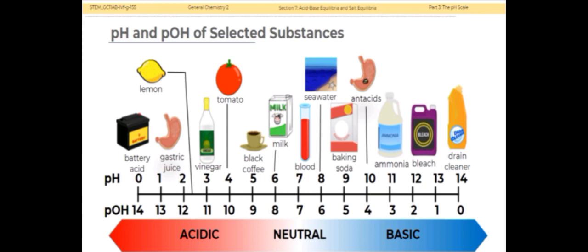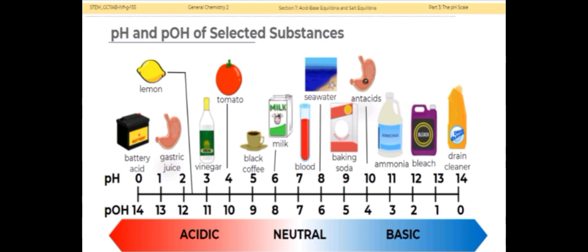Seawater is quite basic due to the presence of dissolved bicarbonate and carbonate ions. Baking soda is sodium bicarbonate, which is basic in water. Antacids contain basic substances that neutralize gastric juices. Ammonia is a base. As we learned from our previous lesson, bleach is basic due to hypochlorite ions.